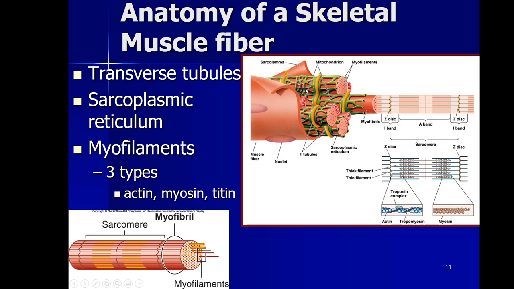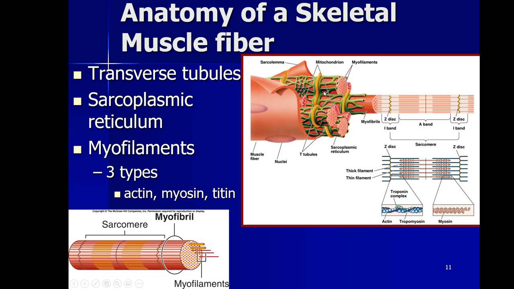All of this green stuff is called the sarcoplasmic reticulum. This is a storage site for calcium. So the sarcoplasmic reticulum is all this green stuff. It stores calcium. This is just loaded with calcium. Calcium is going to be really important in muscle contraction.